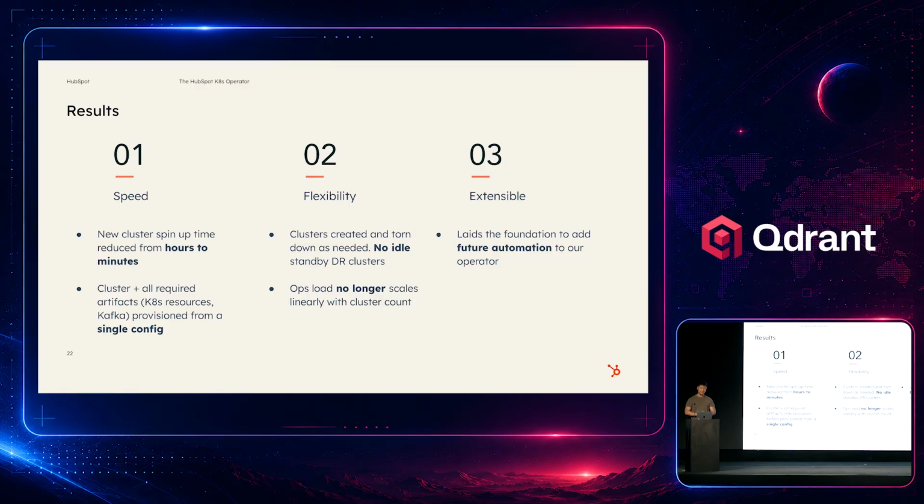And yeah, migrating onto Kubernetes operators has been very successful. We've reduced cluster spin-up time from hours to minutes. Everything that we need for running a cluster and all its artifacts are just provisioned behind a single config now. It's also made our team super flexible. We no longer need idle standby clusters for disaster recovery. We can spin them up on the fly. And we've reduced operational pain. As we grow our vector search infrastructure and add more clusters, we no longer need to be burdened with maintenance. And lastly, all of this is super extensible, so we've laid a foundation for us to develop more automation in the future.